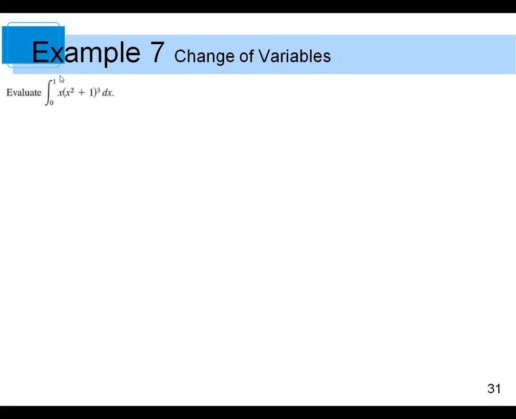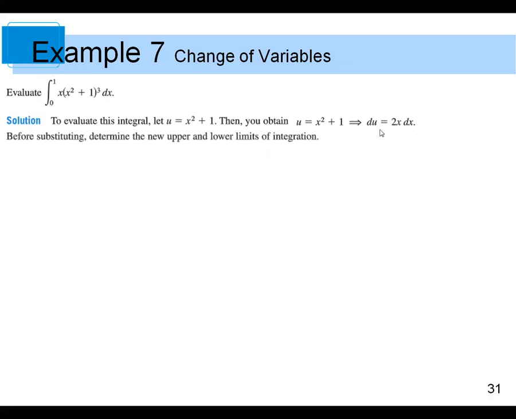Let's evaluate the definite integral from 0 to 1 of x times the quantity x squared plus 1 cubed dx. This is screaming u substitution because you have a function to a power times something that's close to the derivative of the inside. So if I let u equal x squared plus 1, then du equals 2x dx, which means that du over 2 equals x dx. Now here's the thing. Remember I said you have to substitute everything, all the x's and the differentials dx. So I would do that.